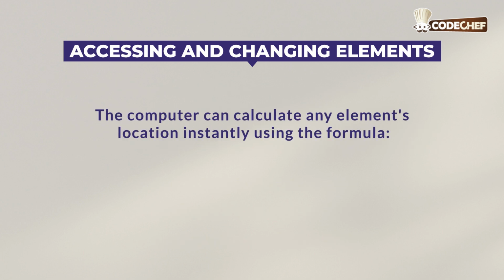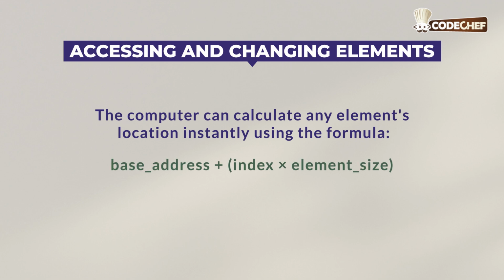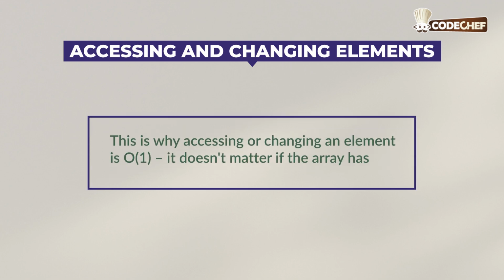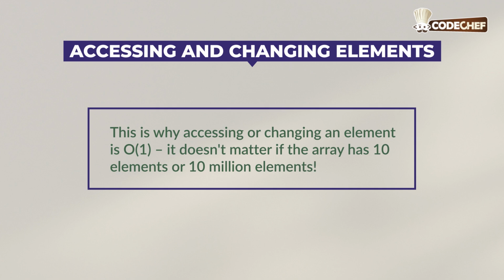The computer can calculate any element's location instantly using the formula: base_address plus index times element_size. This is why accessing or changing an element is O(1). It doesn't matter if the array has 10 elements or 10 million elements.